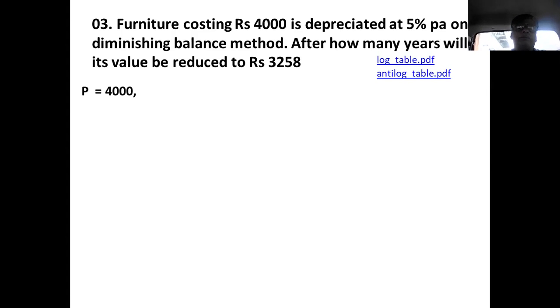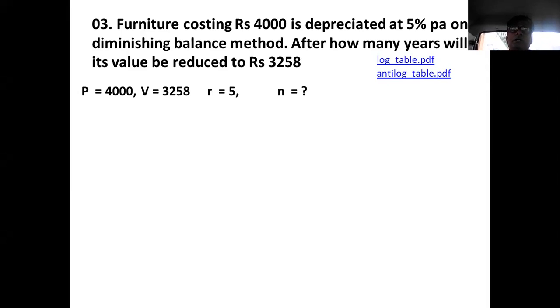Principal is 4,000, then value after certain year is 3,258. Okay, the next is rate is 5%, rate of depreciation 5%. N is unknown. N means period is unknown. You have to calculate period.